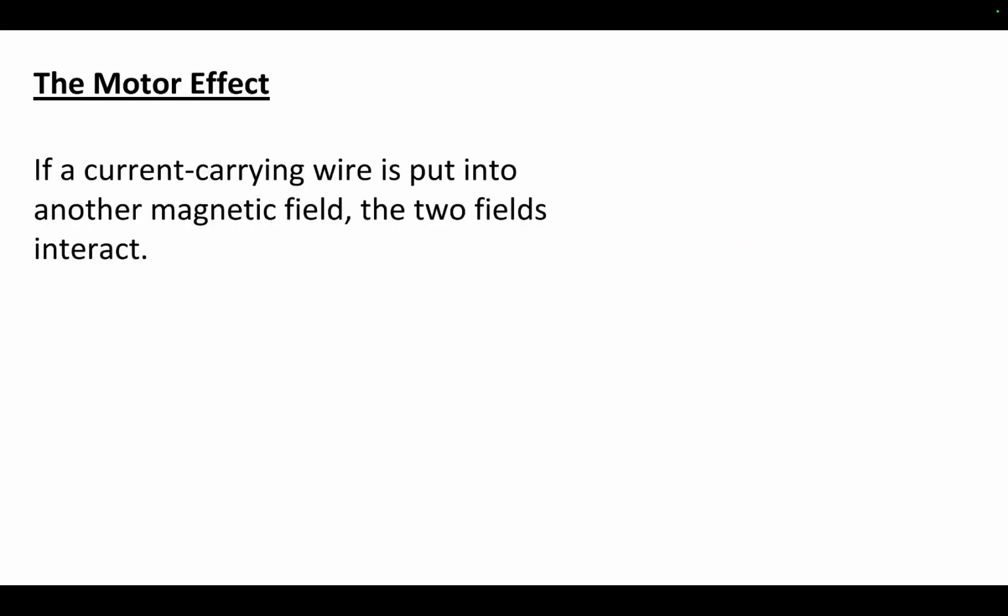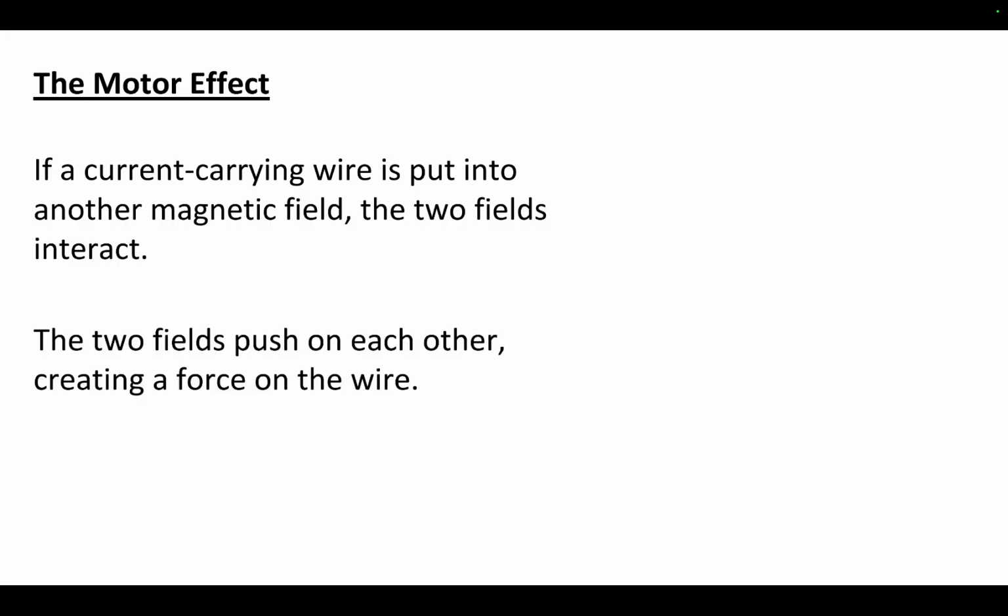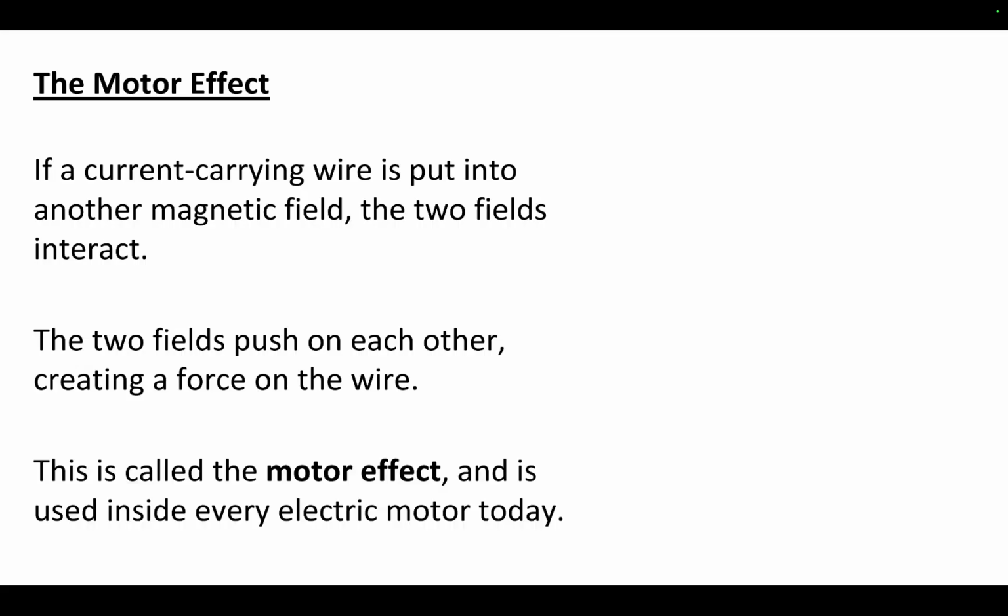Right, so the motor effect. So what's this? If a current carrying wire, which is just a wire with electricity in it, is put into another magnetic field, the two fields interact. That's obvious. We've done the right-hand rule previously. We know that when current passes through a wire, there's a magnetic field associated with it that's either clockwise or anti-clockwise around the wire itself. And if we introduce that into another stationary magnetic field, the two fields will interact and we'll get a force that's produced. So the two fields push on each other, which creates a force on the wire. We call it the motor effect, and it's used inside every electric motor today.